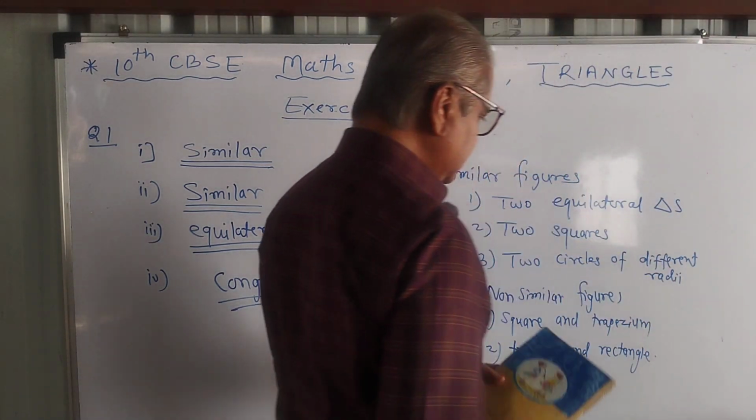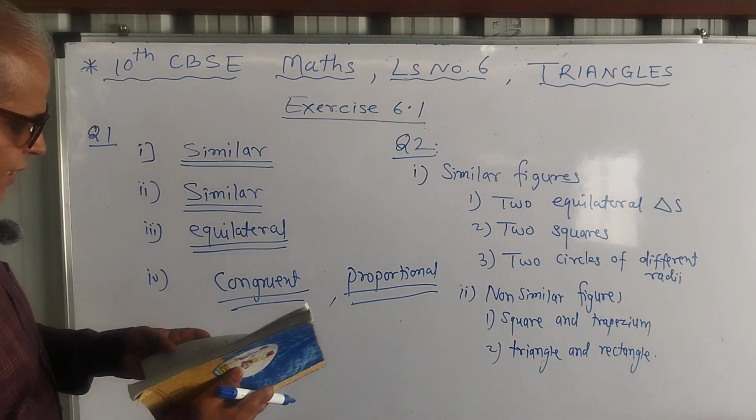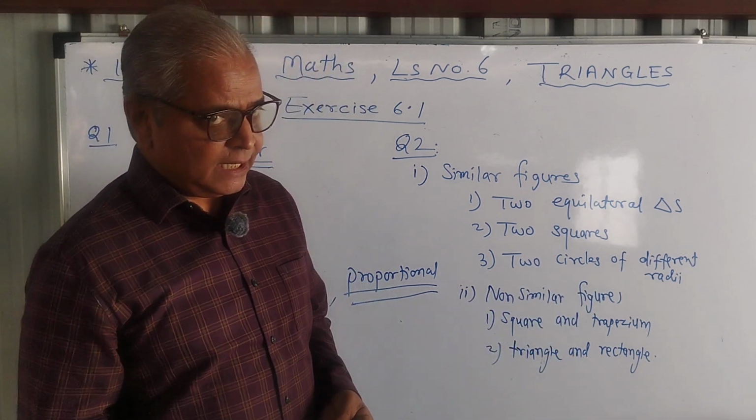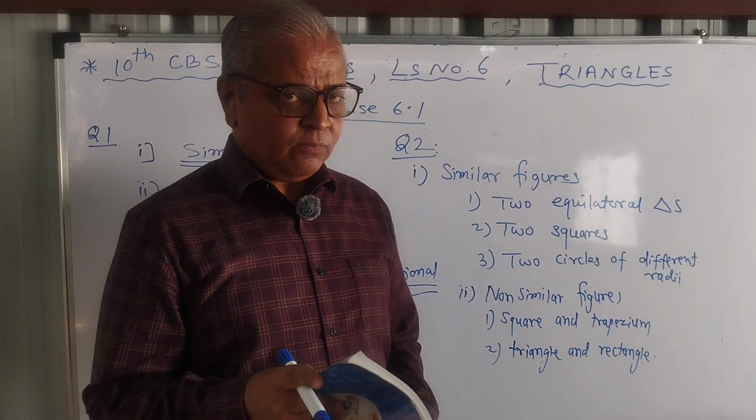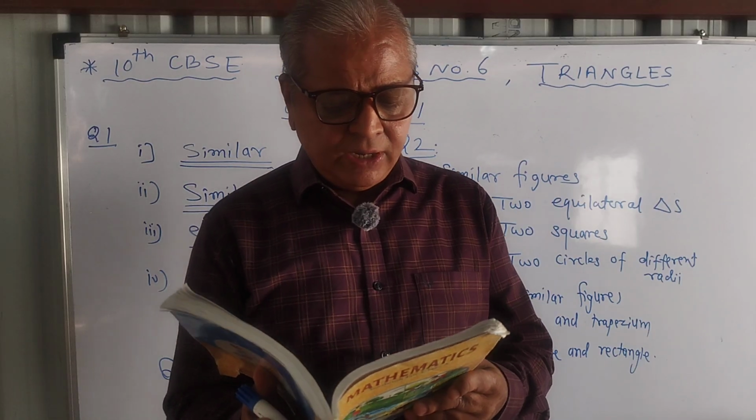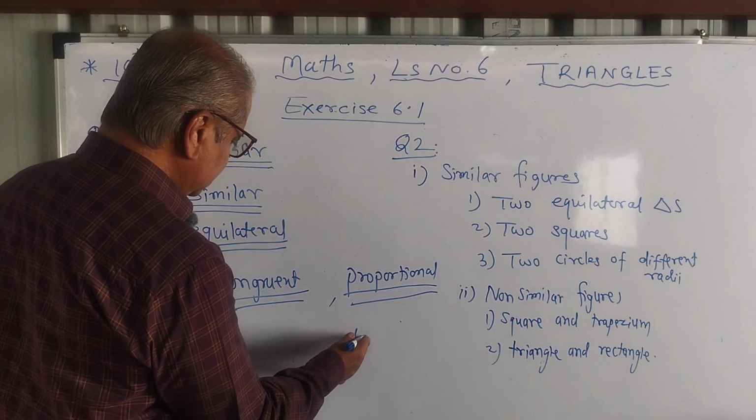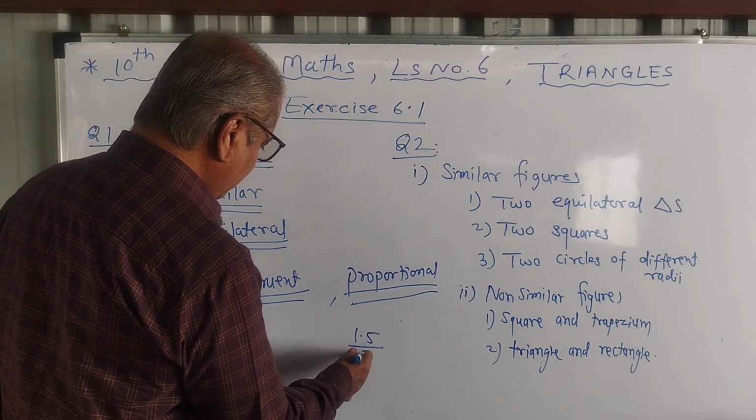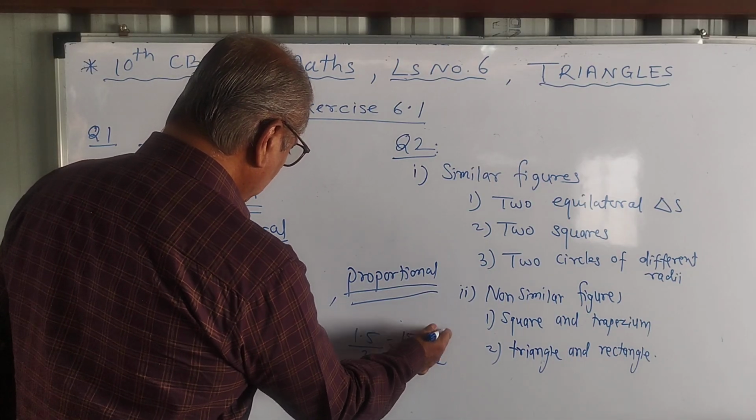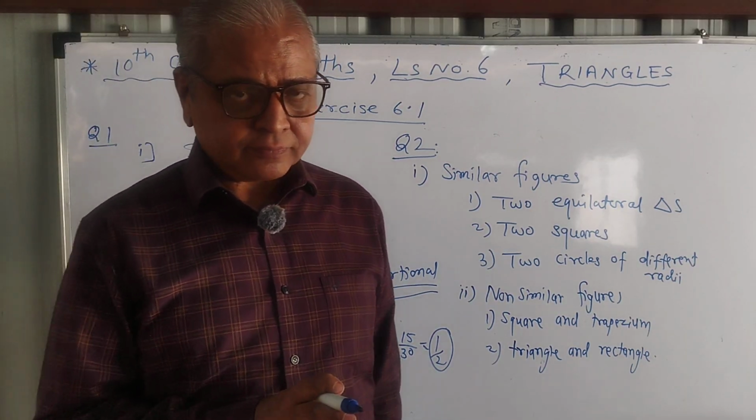Now here last question is question number 3. What is it? Very simple. State whether the following quadrilaterals are similar or not. So by observing the figures we can see that corresponding side, see 1.5 upon 3, 1.5 upon 3. So you can say corresponding sides ratio 1.5 upon 3 is 15 upon 30, that is 1 upon 2. So all ratios are 1 upon 2. That means one condition is satisfied.